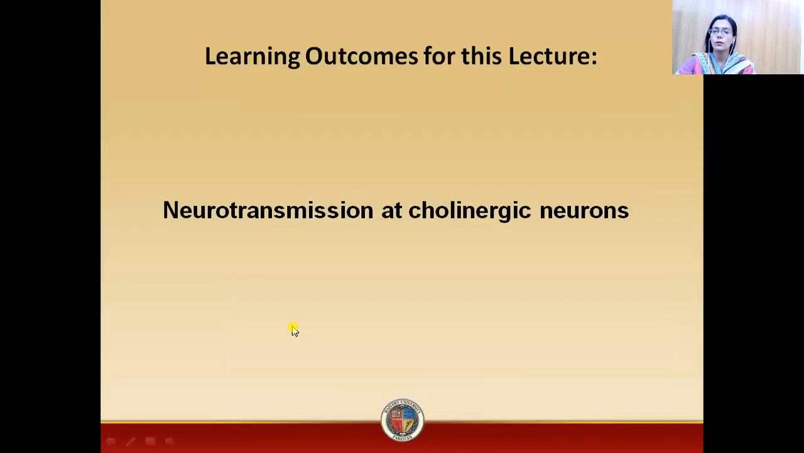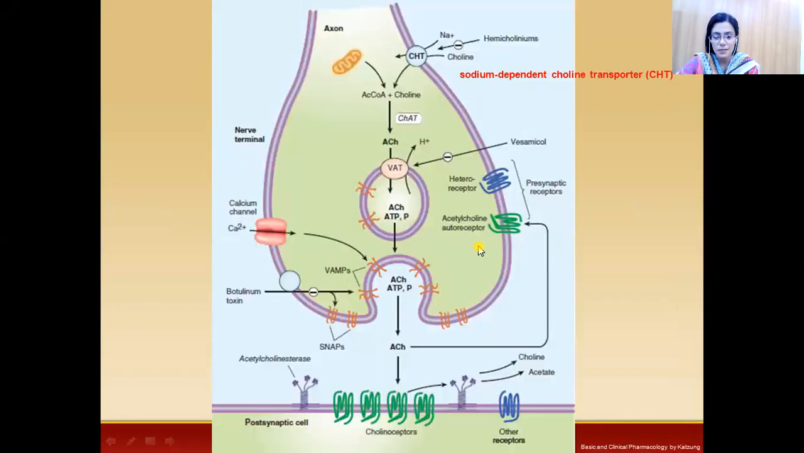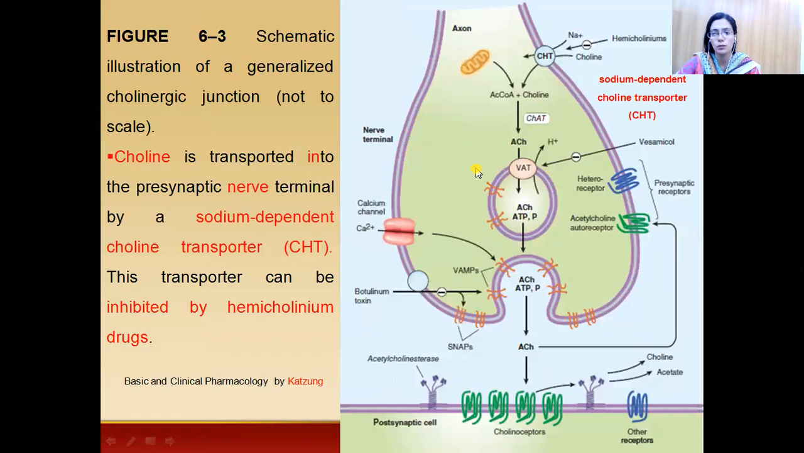Now, students, we are going to discuss neurotransmission at cholinergic neurons. This is the figure from Katzung's book. Here it has been represented that we have choline in our extracellular space, that is outside the neurons. This choline is transported into the neuron with the help of a sodium-dependent choline transporter.